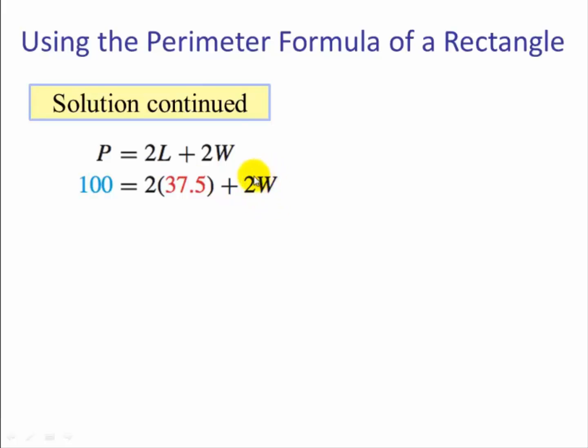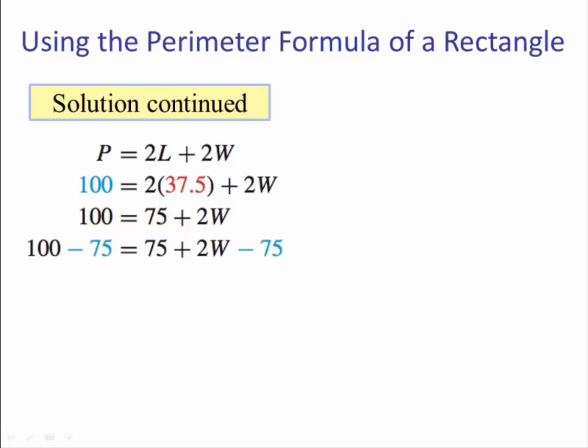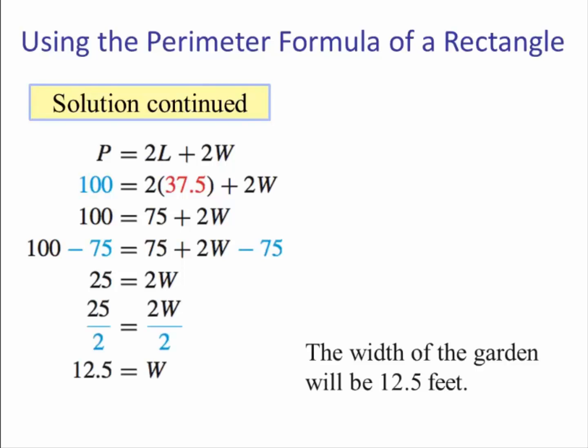We're solving for W, so the first thing we want to do is multiply these two, and we get 75. To solve this linear equation, we need to get rid of the 2 and the 75. Since the 75 is adding, we subtract it from both sides, and we end up with 25 equals 2W. Now we divide by 2. So the width of the garden will be 12.5 feet.